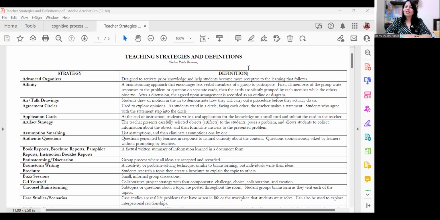Next is agreement circles, used to explore opinions. As students stand in a circle facing each other, the teacher makes a statement. Students who agree with the statement step into the circle, right? Step in, like that is a circle. Students are standing outside.